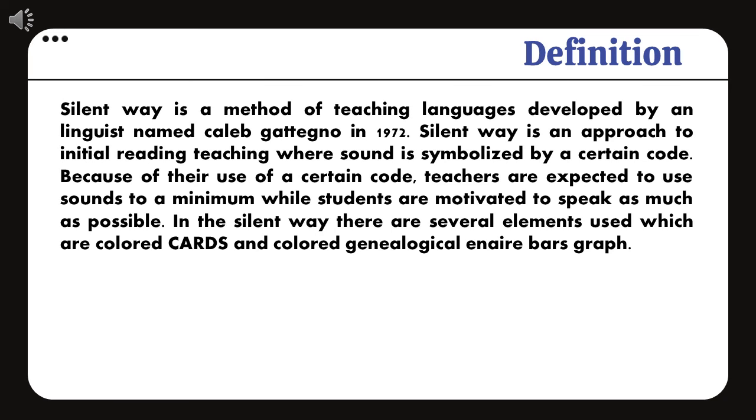In the Silent Way, there are several elements used, which are colored cards and colored genealogical linear bar graphs.